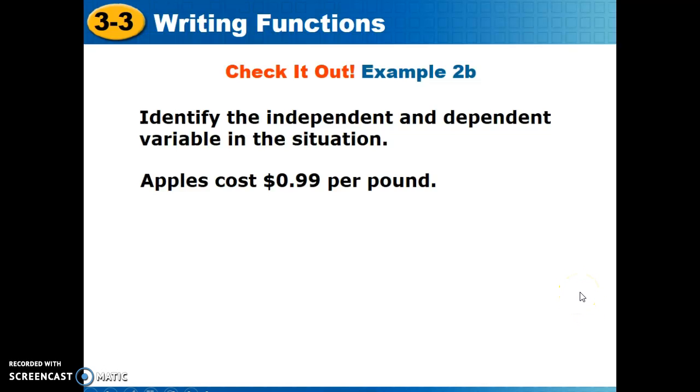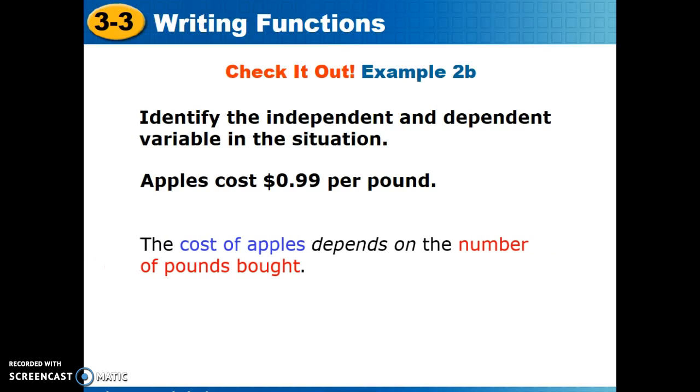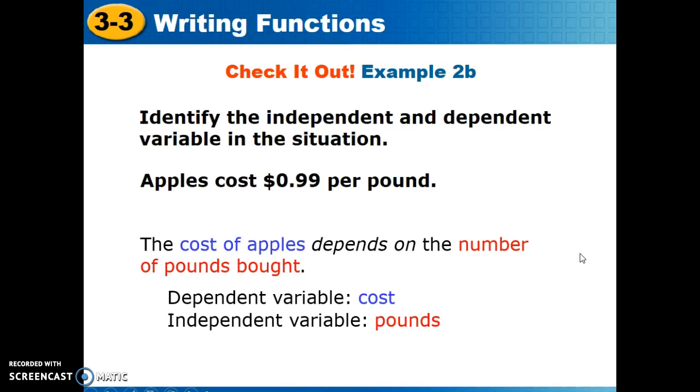Apples are 99 cents a pound. Which one's independent and which one's dependent? Apples, the cost depends on the number of pounds you buy, therefore cost is dependent, and pounds are independent.